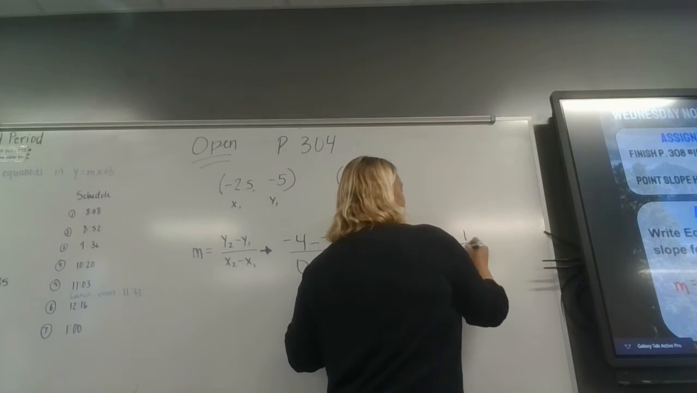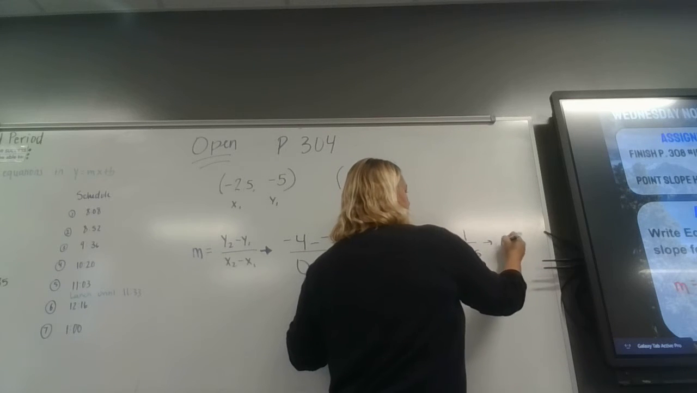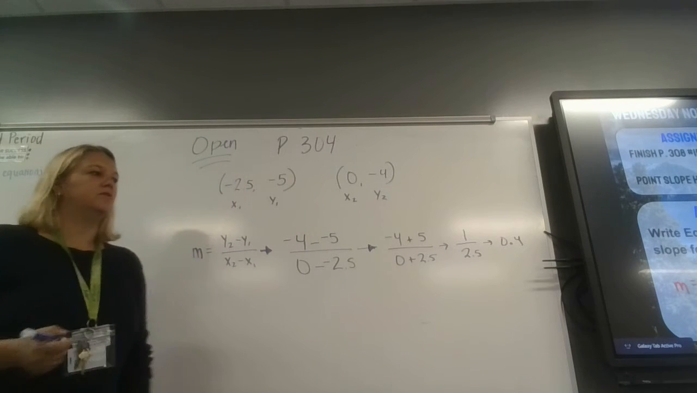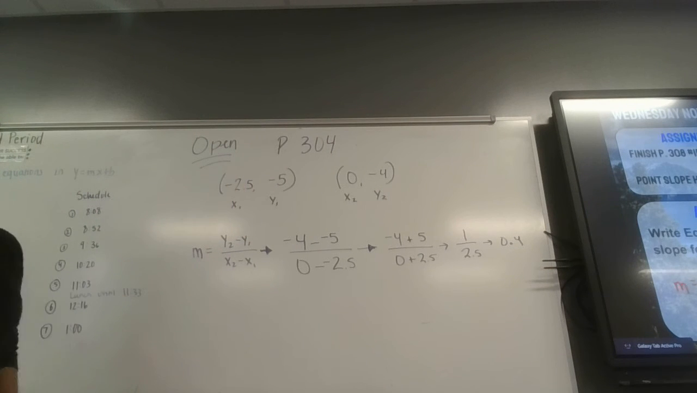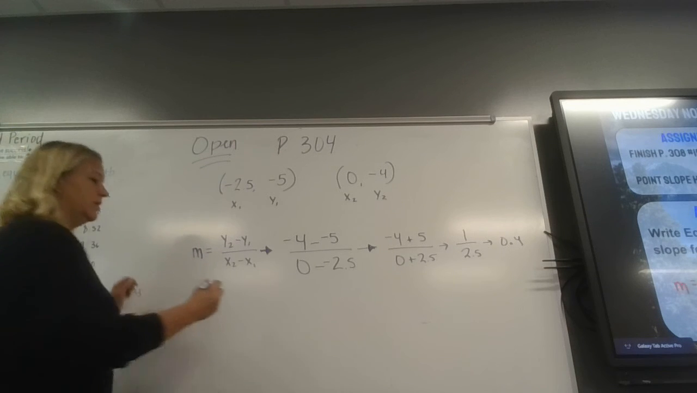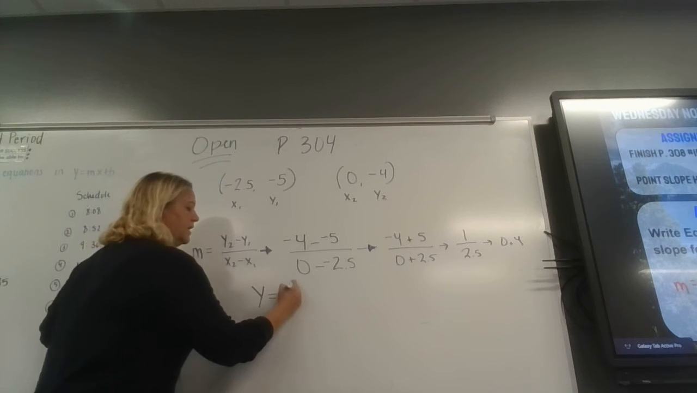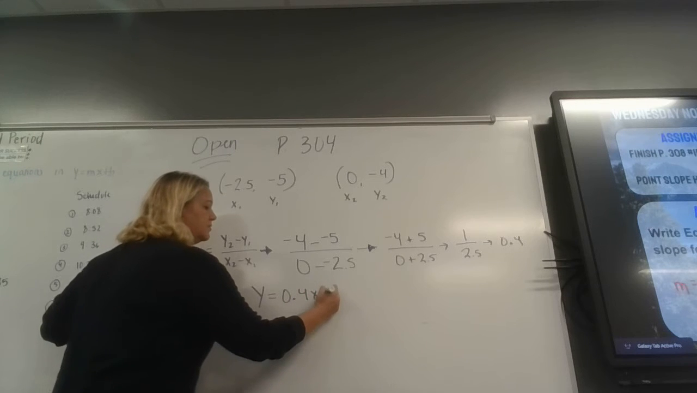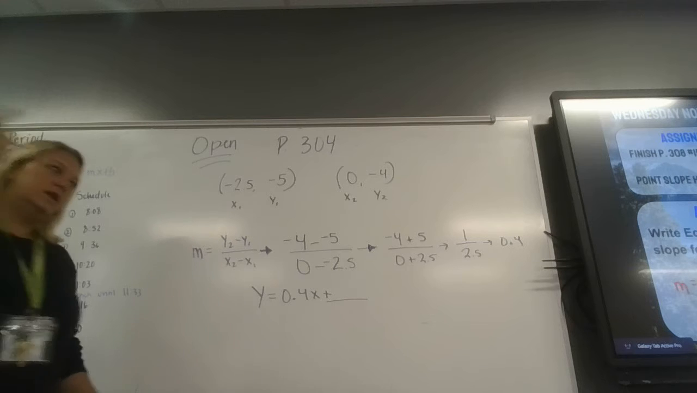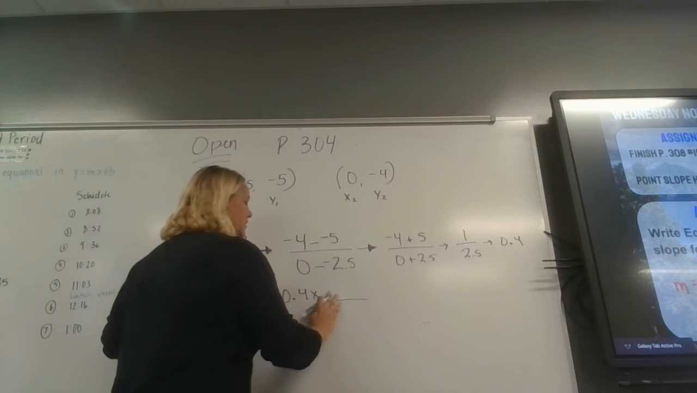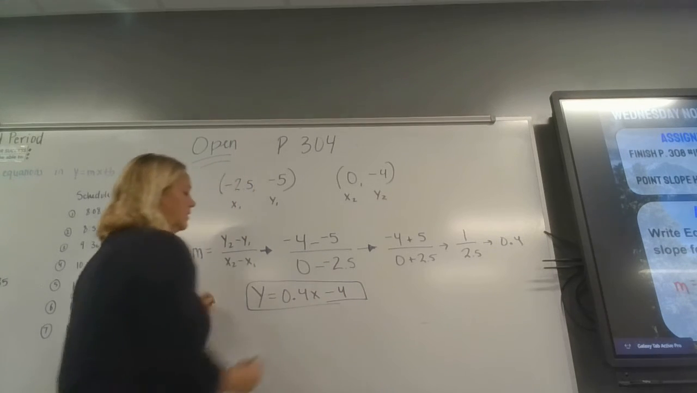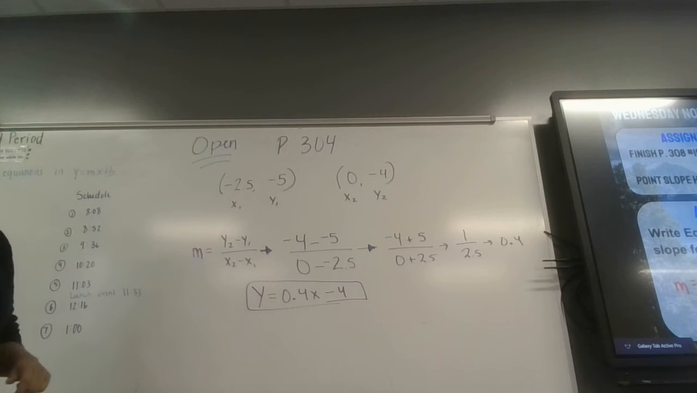Man, this is the one we did yesterday, isn't it? This is 0.4. We had a 0.4 yesterday. That's our second repeat in 2 weeks, I think. Alright, so our m value is 0.4. So our equation is y equals 0.4x plus what? What's the b value? The negative 4 because it's paired with the 0. There it is. There's your answer.